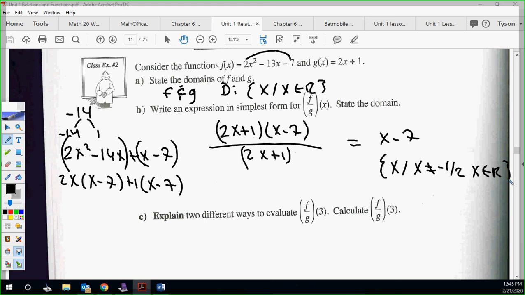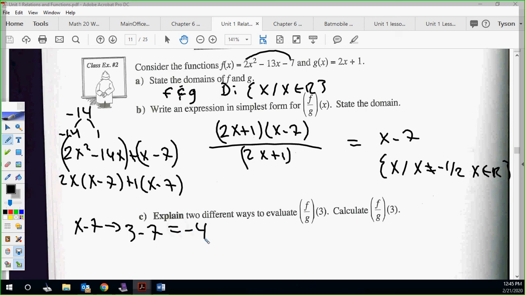Okay, so explain two ways again, f over g of 3. The two ways: use the simplified version, x minus 7. So you would just do 3 minus 7, using your simplified x minus 7 to get it, you get negative 4.